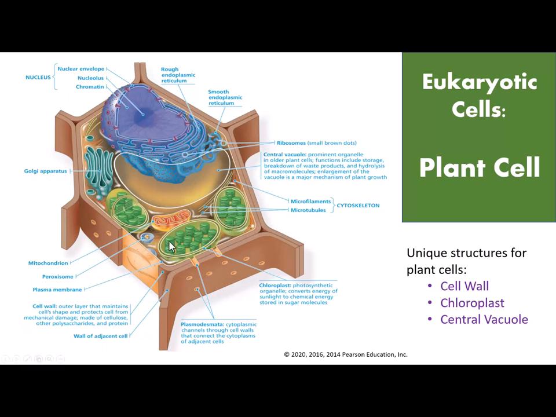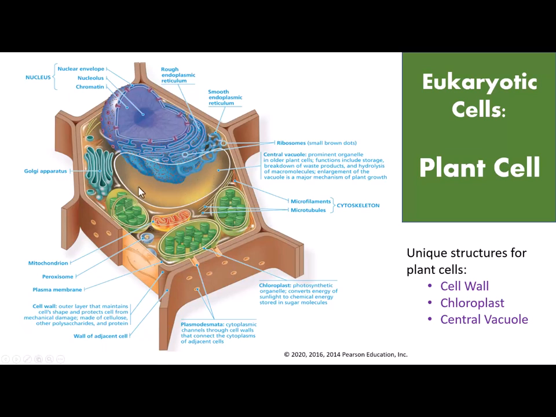Another unique feature is chloroplasts, and chloroplasts are able to take light energy and convert it into glucose. So this is where photosynthesis takes place. But they also still have mitochondria. That is a big thing that happens with a lot of students, is they say that plant cells don't have mitochondria, but they do. They have both chloroplasts and mitochondria.